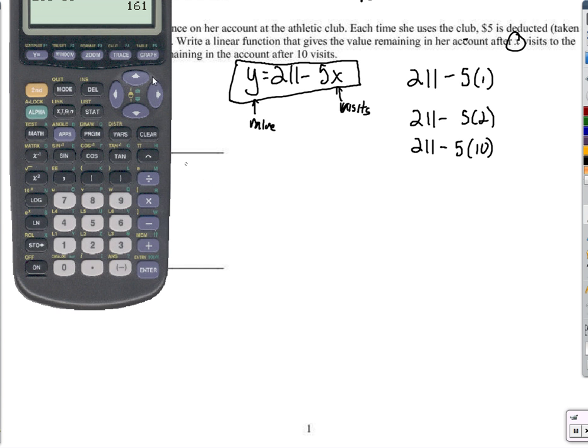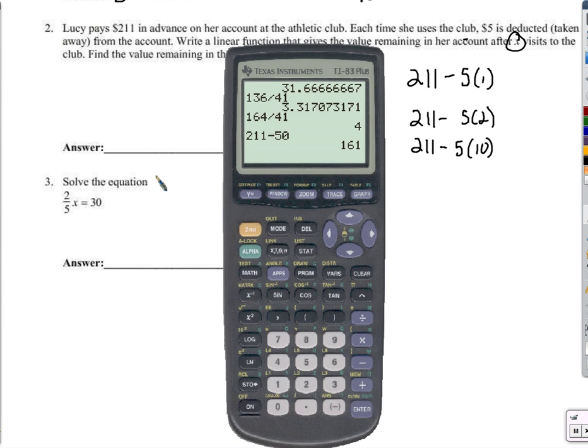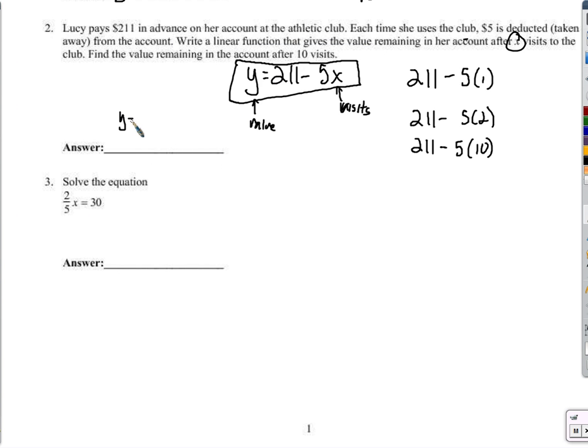So this was the function part, and the amount left was this: 211 minus 5 times 10, $161. So our function is y equals 211 minus 5x. And the answer for how much money is left is $161.